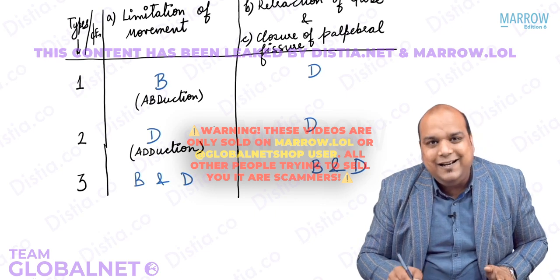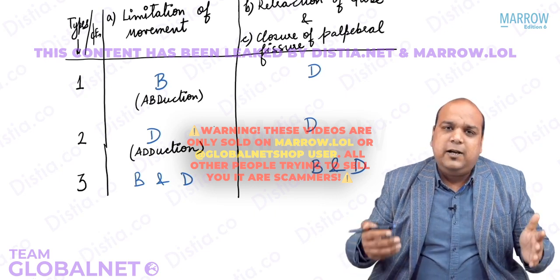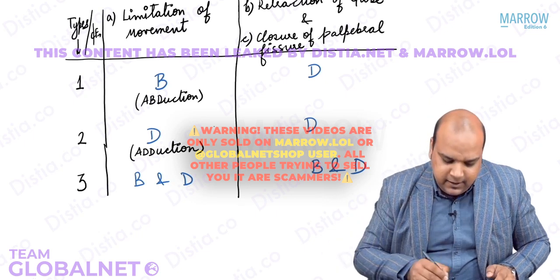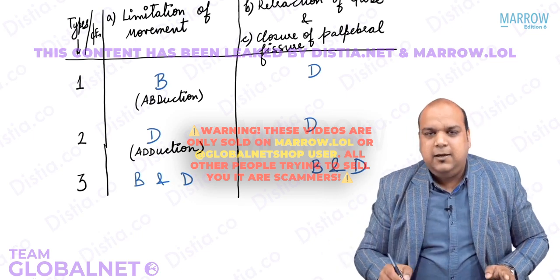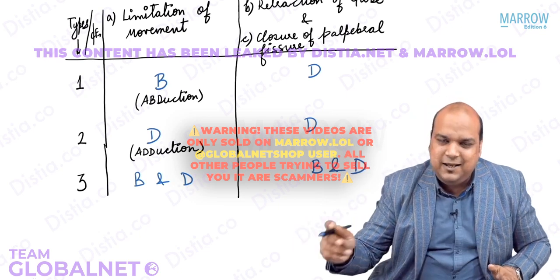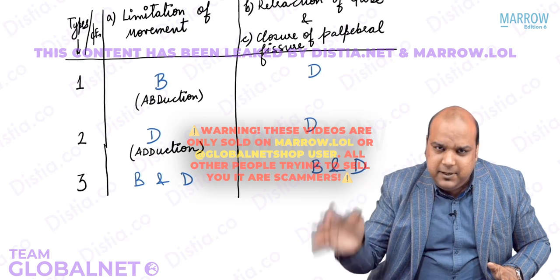Type 2, everybody, DD. DD, everybody knows, everybody. We deposit our fees of colleges in bank by our DD, demand draft, everybody. Type 3, BD, BD. So that's how I remember BD, DD, BD, BD. Easy to remember, guys. Am I clear to everybody? Type 1, BD, type 2, DD, type 3, BD, BD.